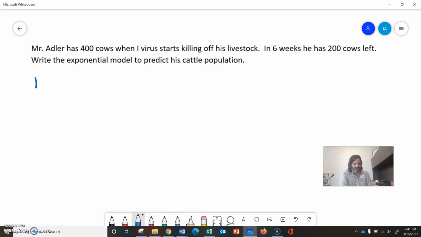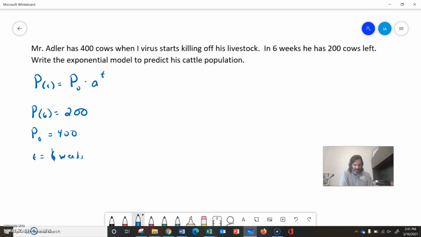It can look like the function P of t equals P naught, the starting amount, times a raised to the t. So let's not get things too mixed up here. P of 6: we have the information about what happens 6 weeks in, which is 200. The starting amount is 400, so that's a little bit backwards, which means it's a decay. And then t is 6 weeks.